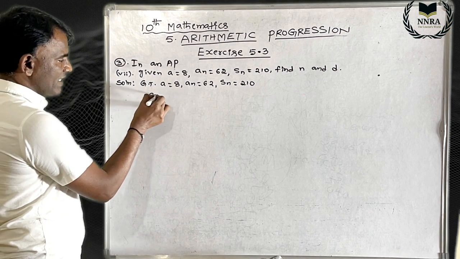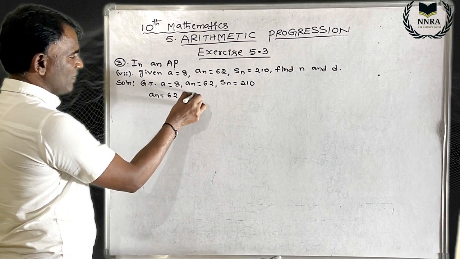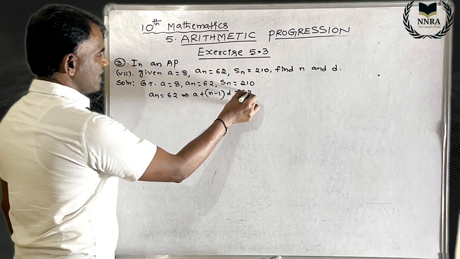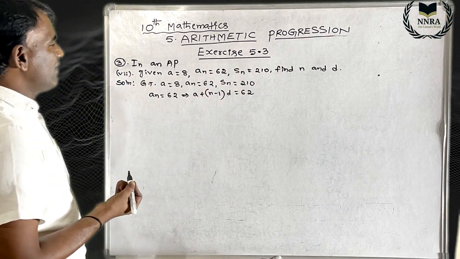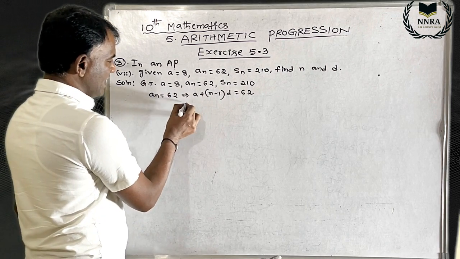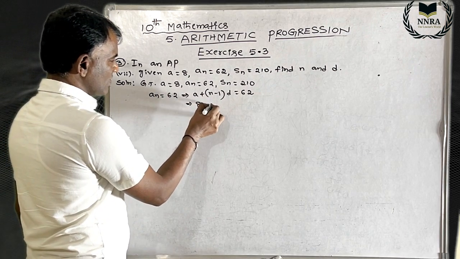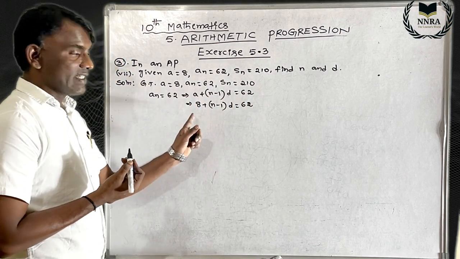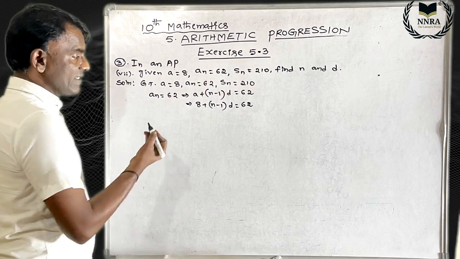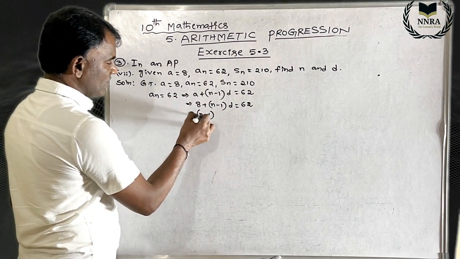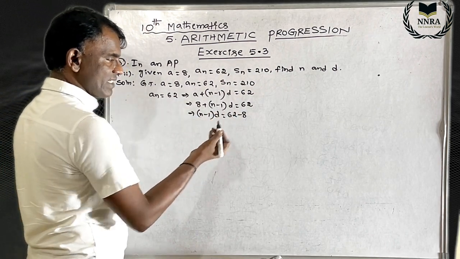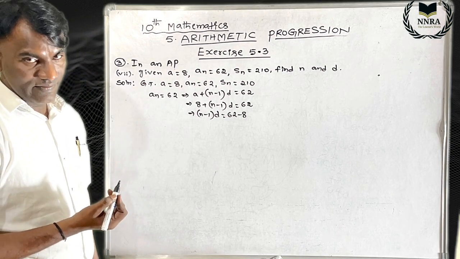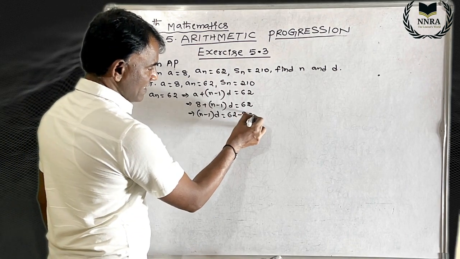Now again I am taking an. So an means a plus n minus 1 into d. It is equal to 62, right? Now a value is given. What is the value of a? That is 8. So 8 plus n minus 1 into d equal to 62. Next step, write 8 that side. Okay, we get minus 8. So here n minus 1 into d equal to 62 minus 8. So 62 minus 8 is how much? 54. Just write here equal to 54.